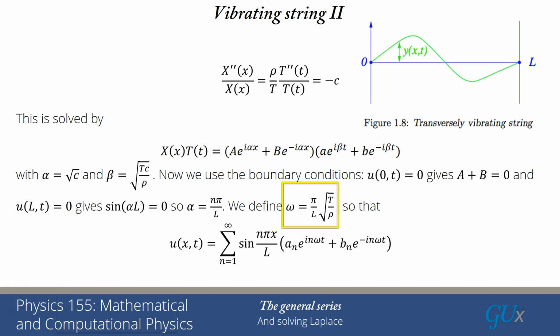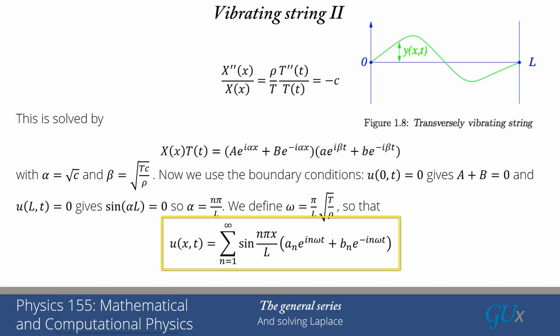All right, so we're going to define a frequency to be pi over L times the square root of the tension divided by the mass density, so that we can write u of x and t as the sum n equals 1 to infinity of sine n pi x over L times these two unknown coefficients and functions, little a sub n e to the i n omega t plus little b sub n e to the minus i n omega t.